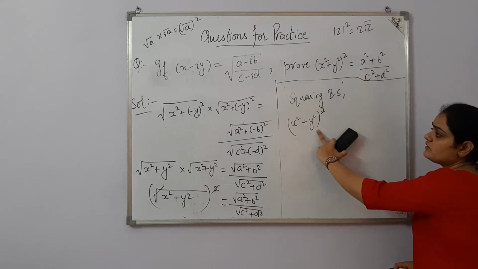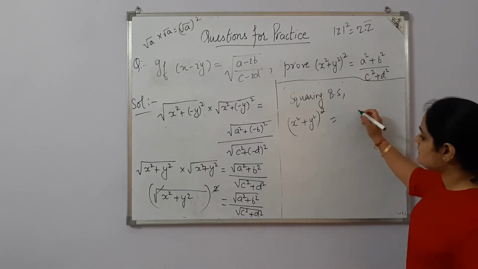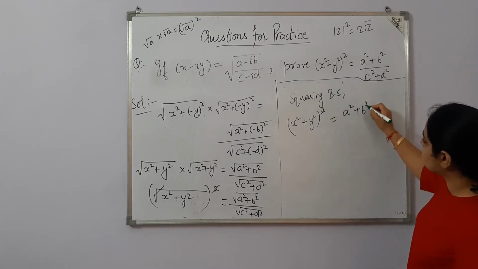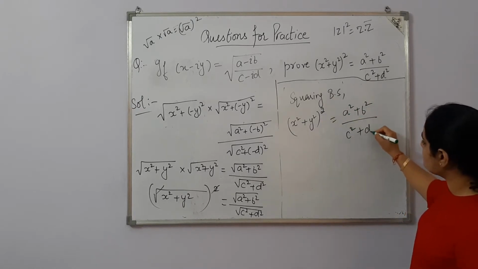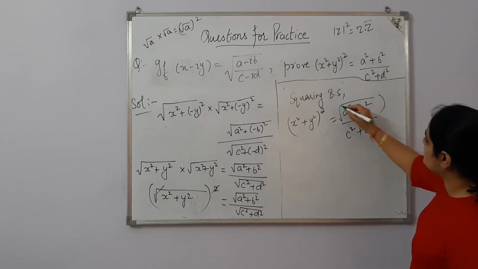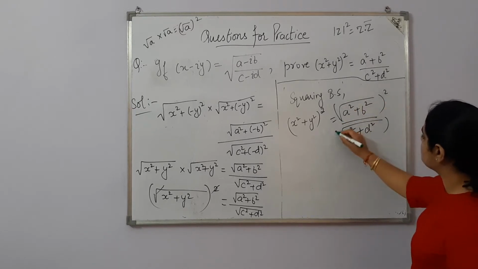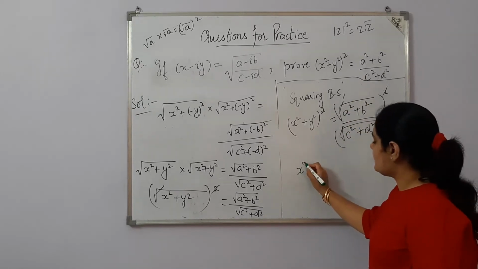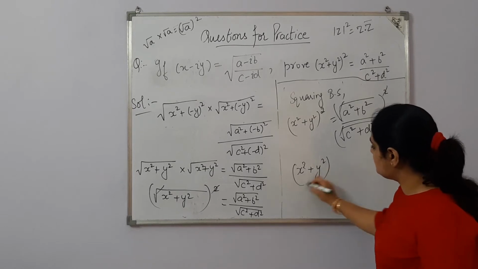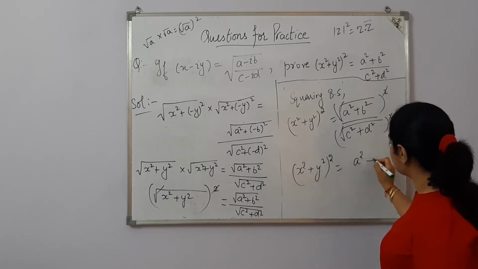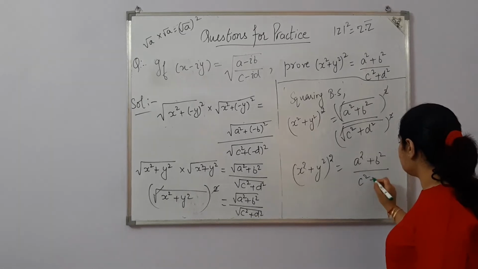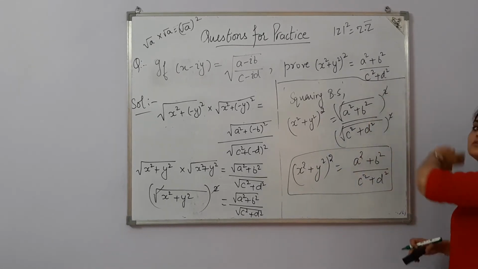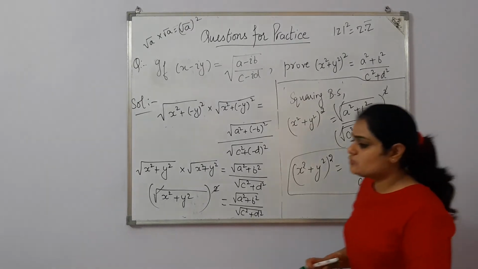So x square plus y square whole square is equal to, root cut out with squaring, a square plus b square whole upon c square plus d square. Or you can write it as under root cut out with 2. So we get x square plus y square whole square is equal to a square plus b square whole upon c square plus d square. This we wanted to prove. Hope this question is clear to you. Now let's do another question.